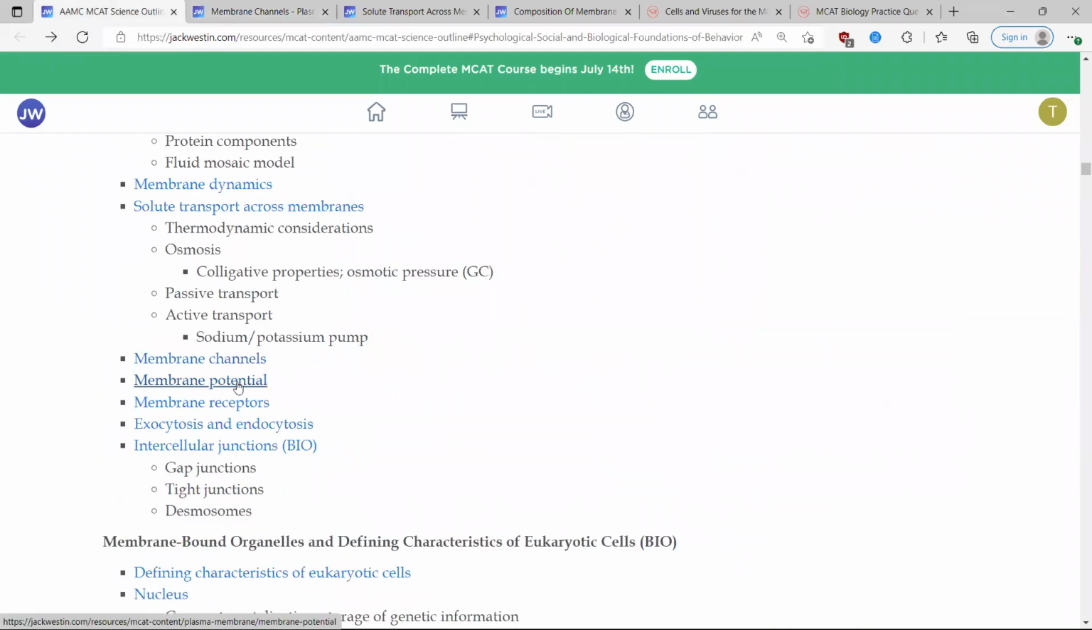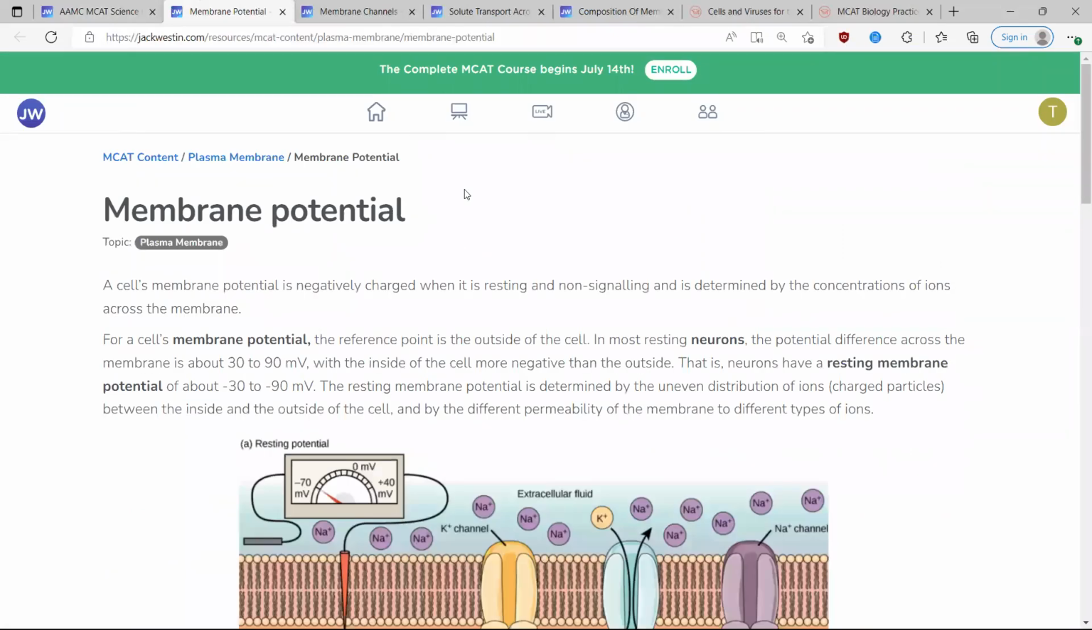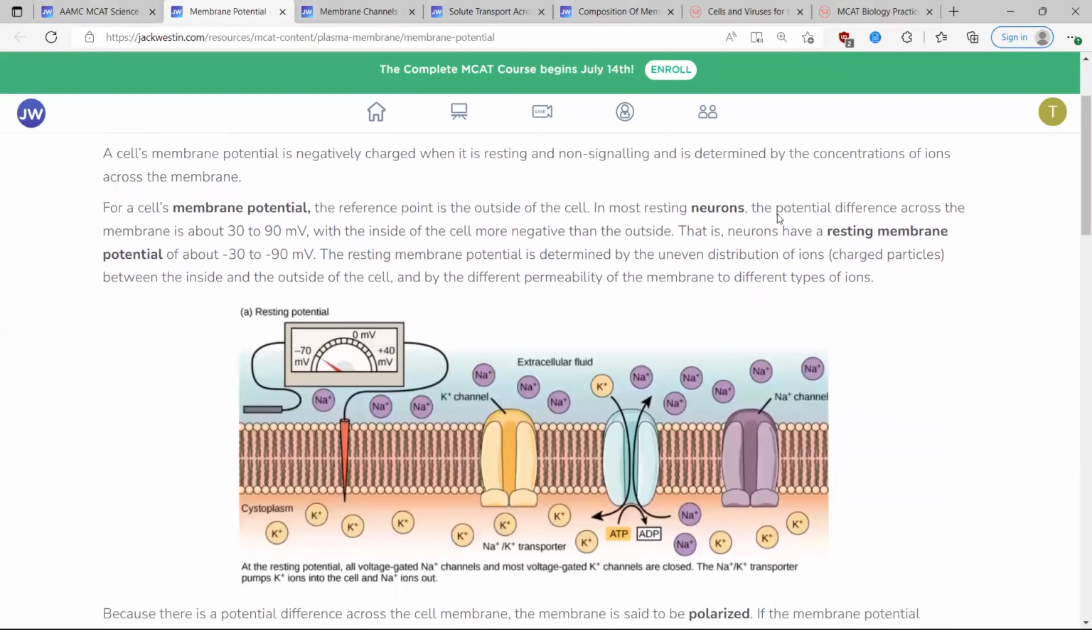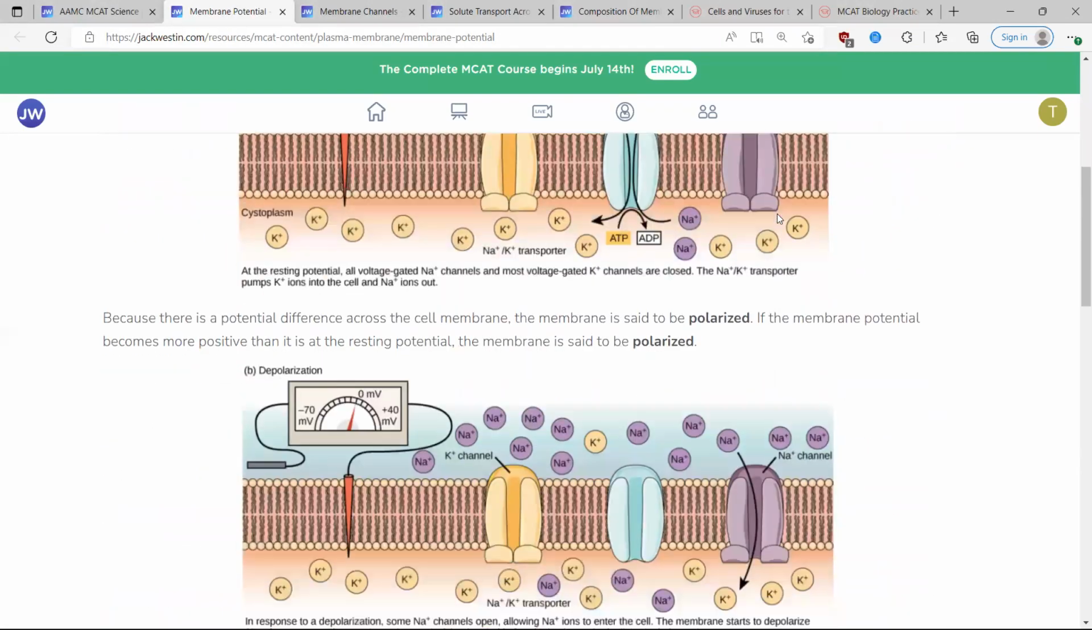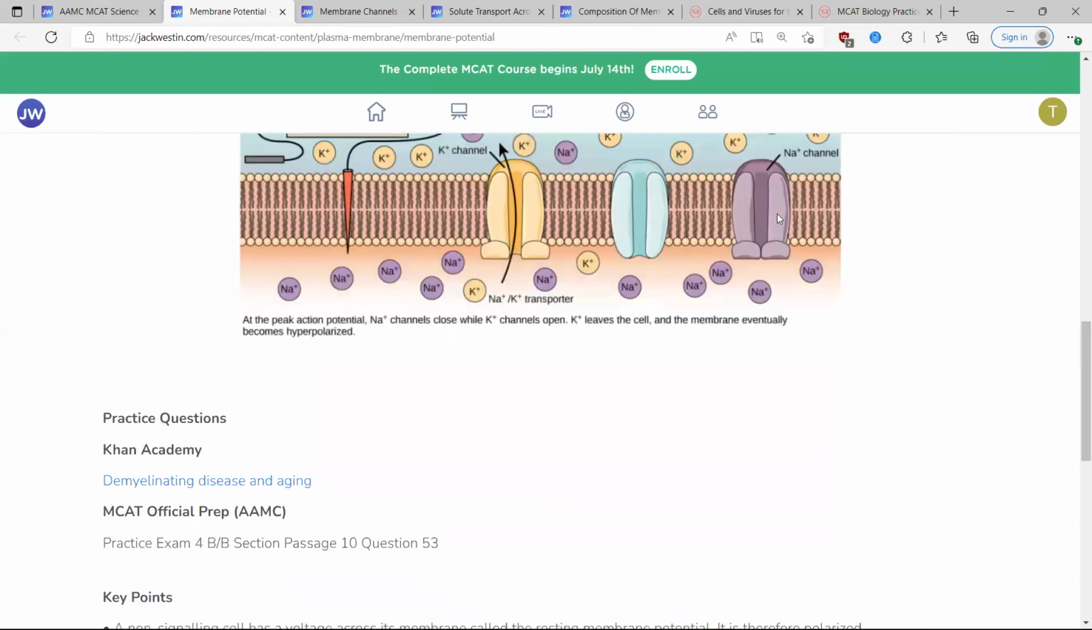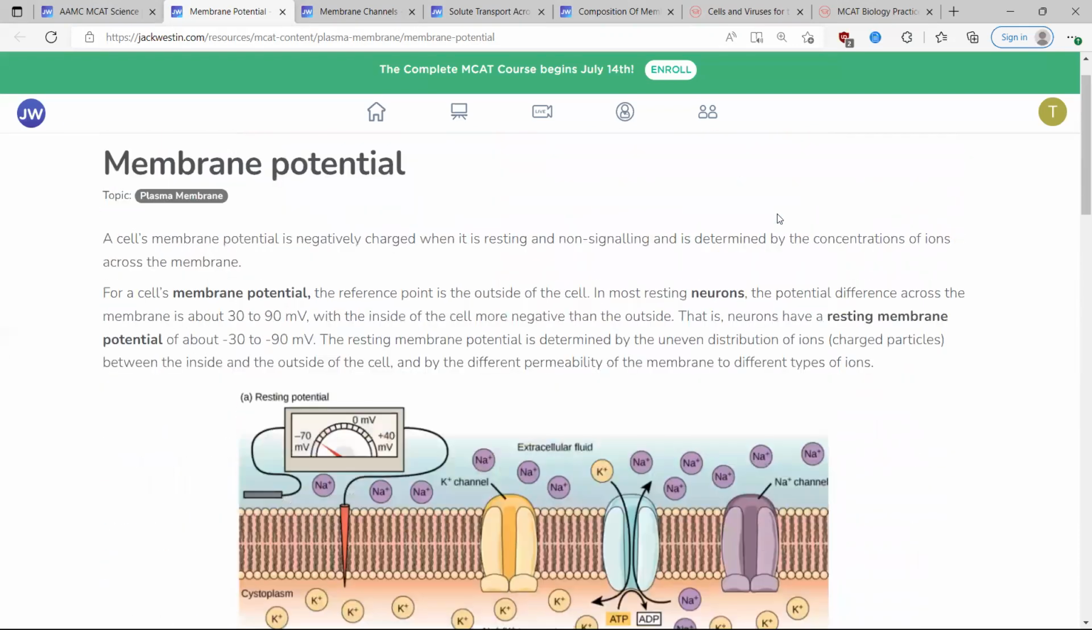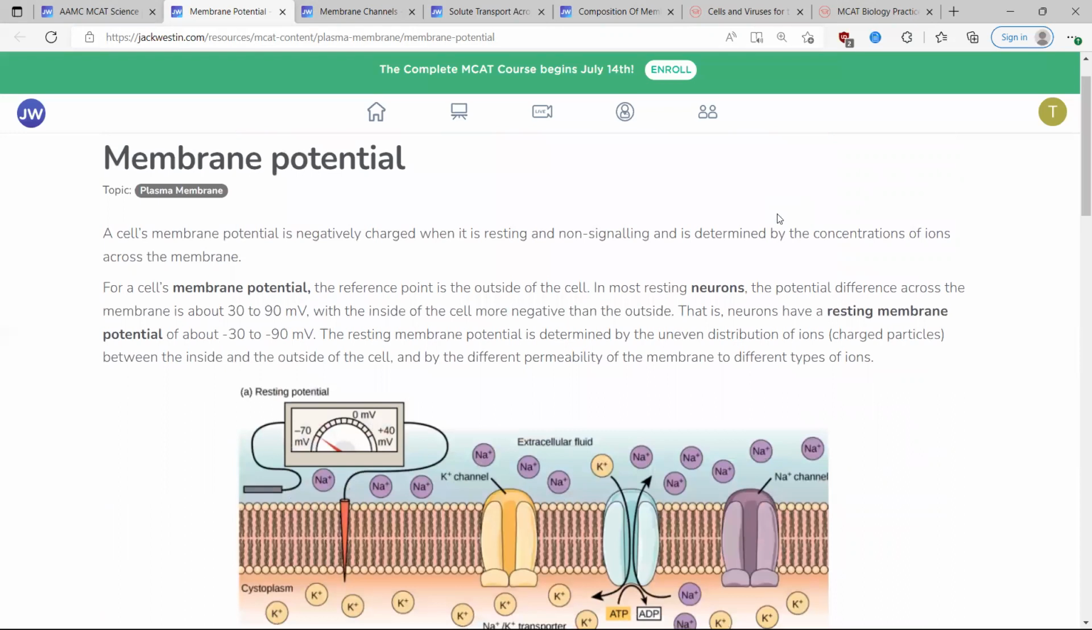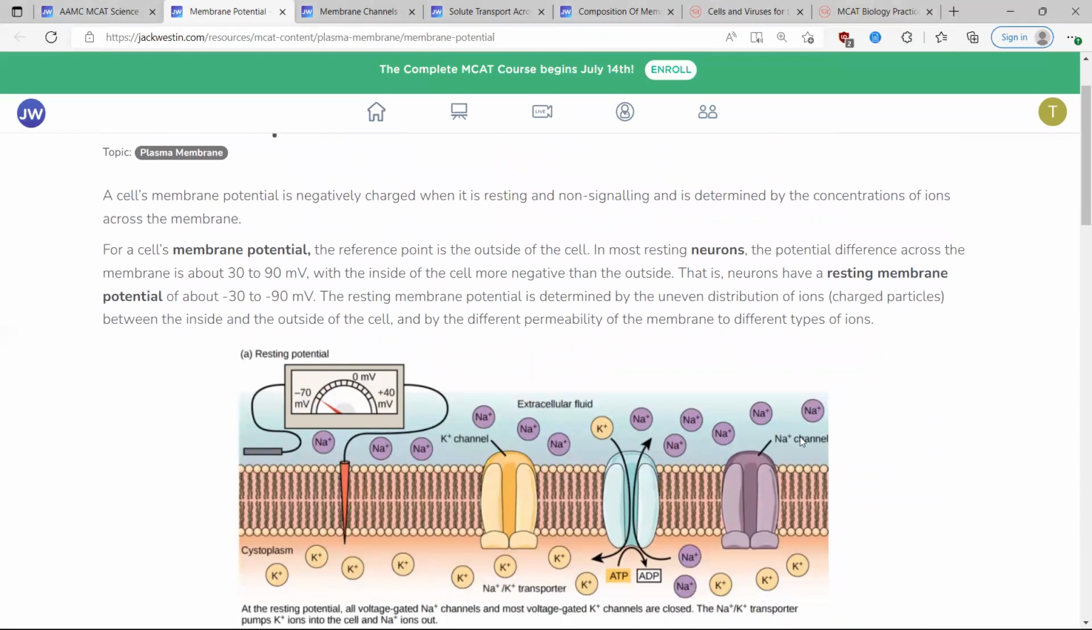So I think we're going to talk about membrane potential right now. This is a pretty interesting and in-depth topic, so we're going to try to break it down a little bit at a time. We know that we have electricity in our bodies, right? We know we have electricity in our brain. We know we can measure the electricity in our heart, right? How does that actually work?